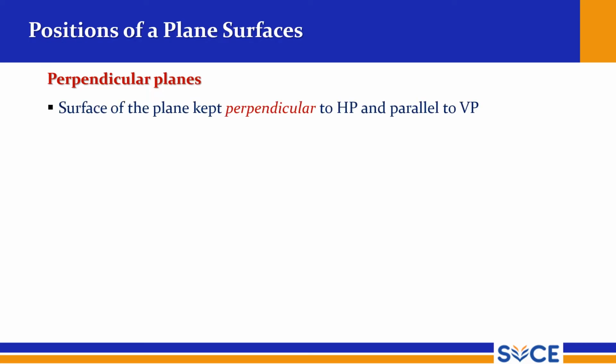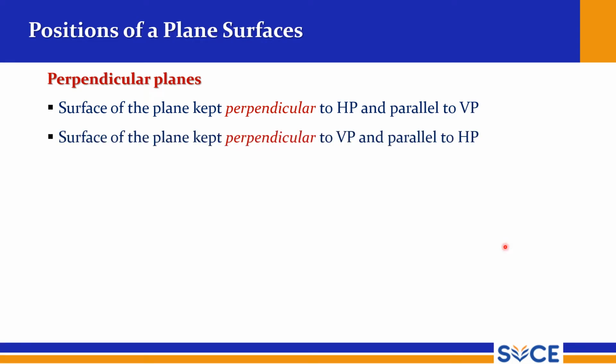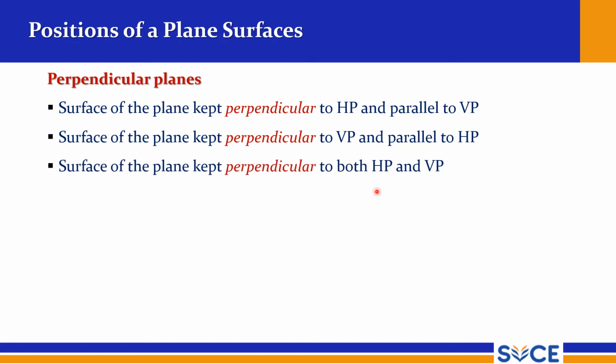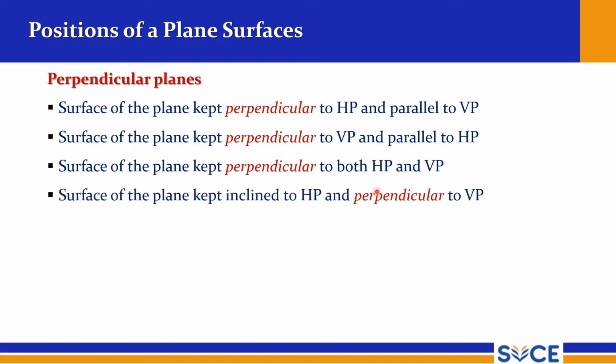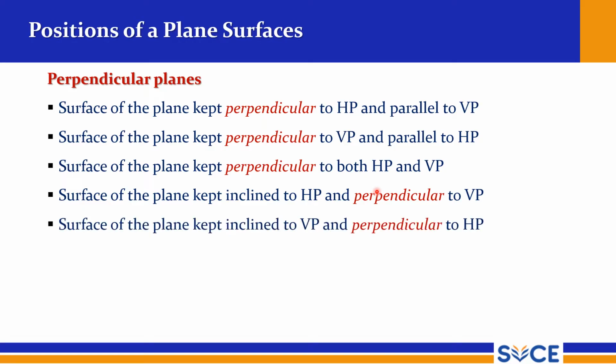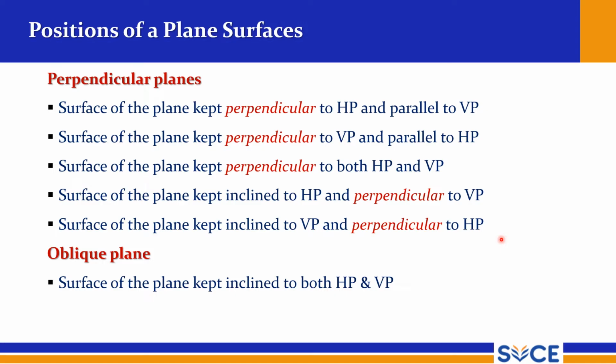So positions of planes, we are dealing with only perpendicular planes. Surface of the plane kept perpendicular to HP and parallel to VP. Surface of the plane kept perpendicular to VP and parallel to HP. And surface of the plane kept perpendicular to both HP and VP. Surface of the plane kept inclined to HP and perpendicular to VP. Surface of the plane kept inclined to VP and perpendicular to HP. On the last case, oblique plane, surface of the plane kept inclined to both HP and VP. So this case alone is not there in our syllabus. So no need to worry about this case.